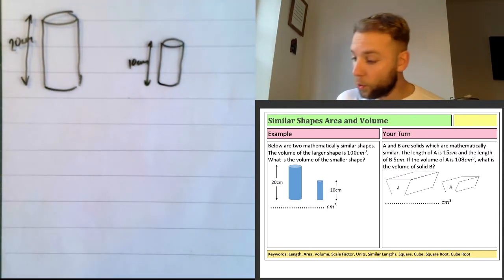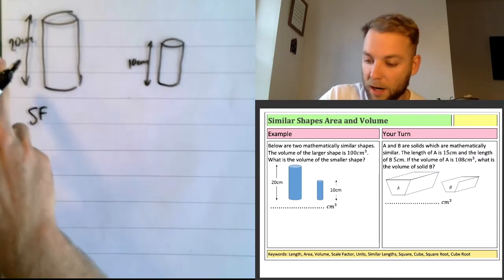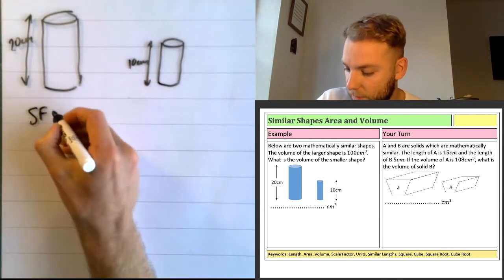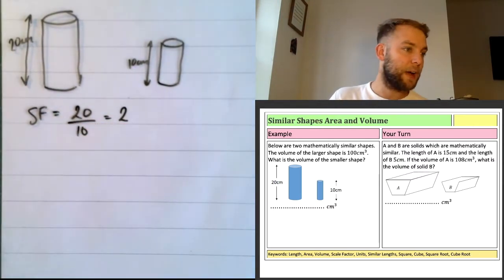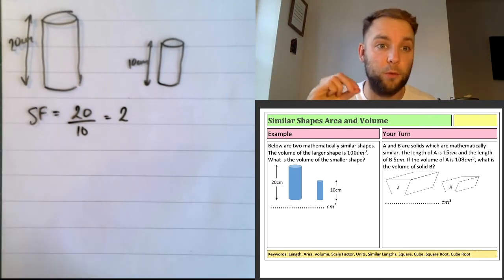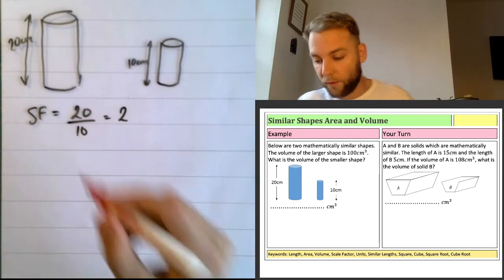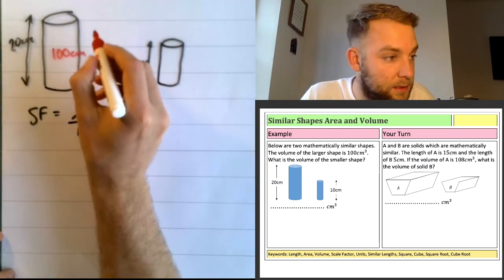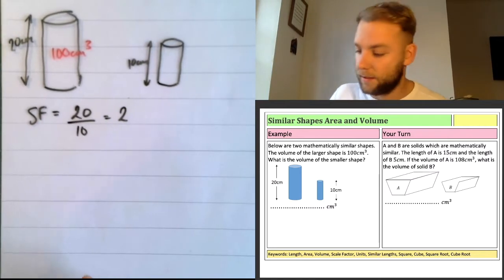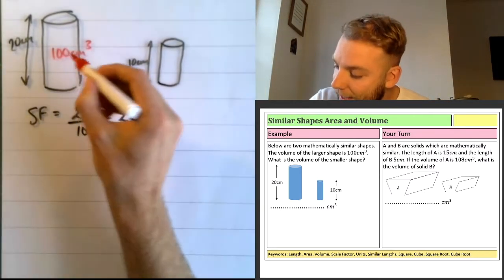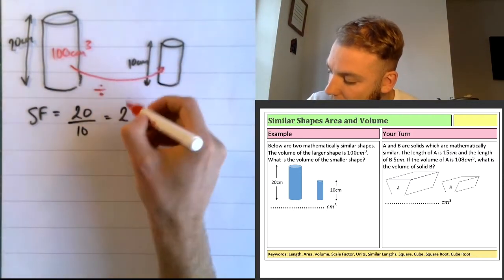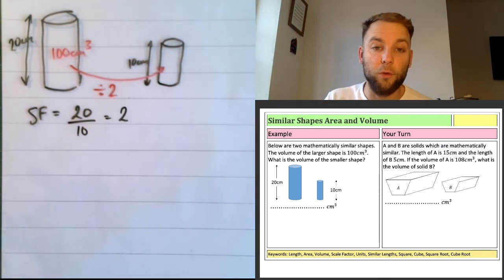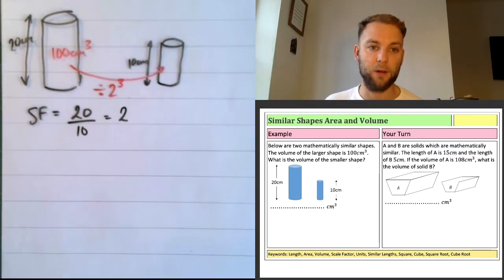So the first thing that I always do is work out the scale factor, which is my larger similar side divided by my smaller similar side, which is 20 divided by 10, which in this case is 2. Now it's telling us that the larger shape has a volume now, not area, of 100 centimeters cubed. So if I want to find out my smaller volume, I need to divide by my scale factor, but because it's volume, I need to cube that scale factor now, don't I? Again, follow the units, centimeters cubed.